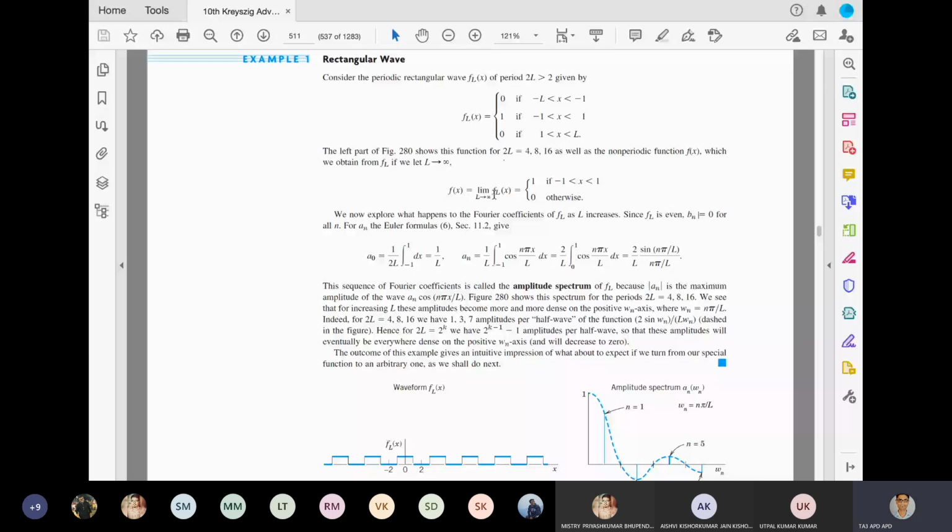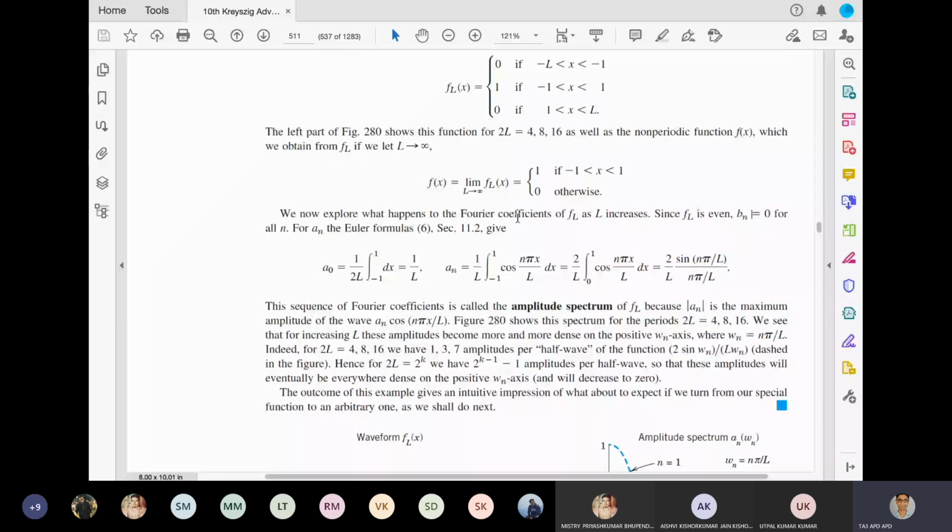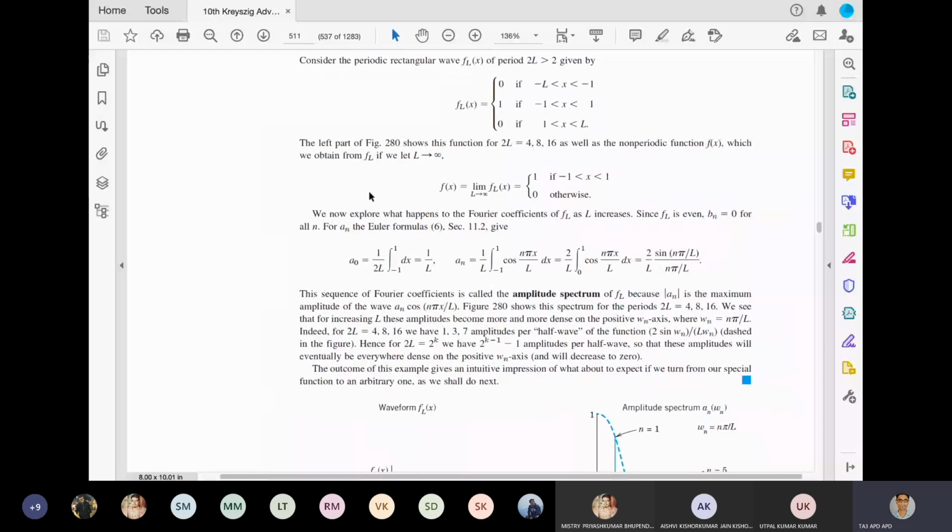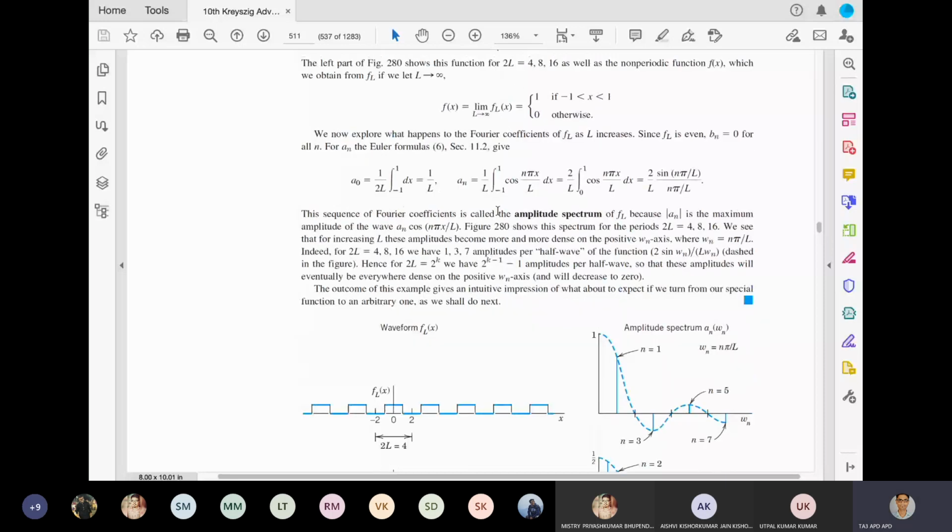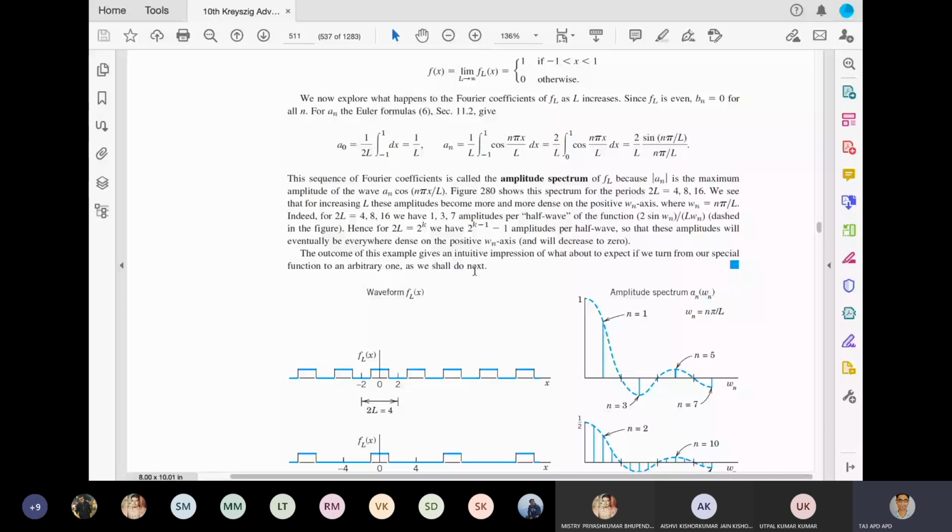Before you take it to infinity, let us take some finite values. For that, let us take L equal to 2, 4, 8 and like that. So if you take the finite values, we see what happens to the wave function, I mean the graphical presentation of the waveform of that equation.